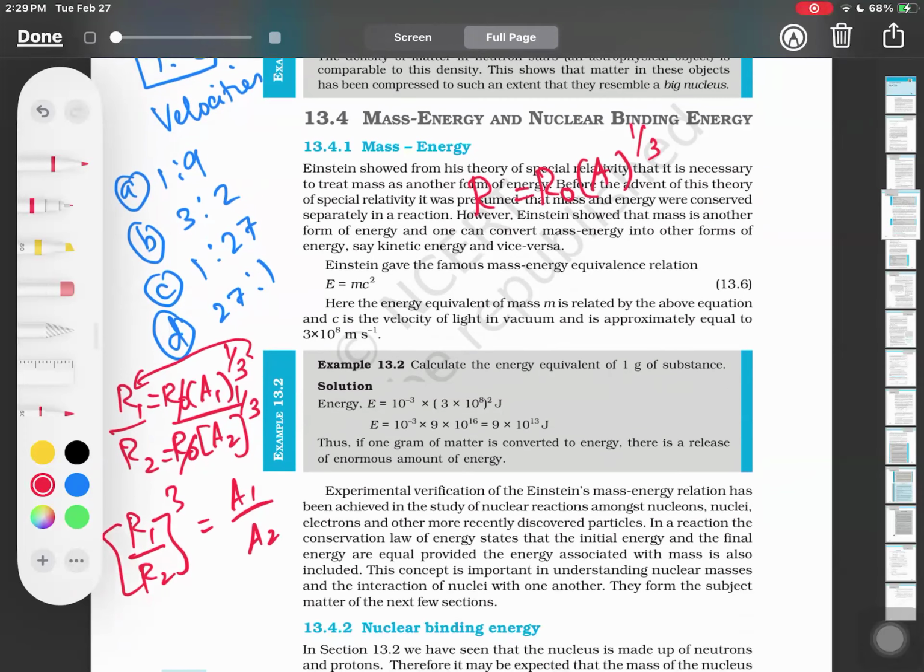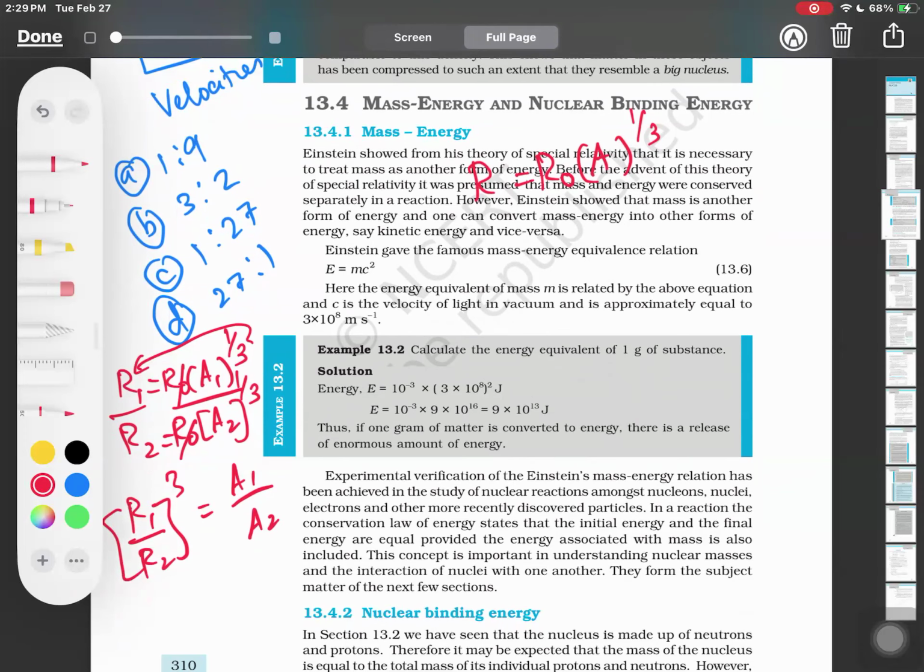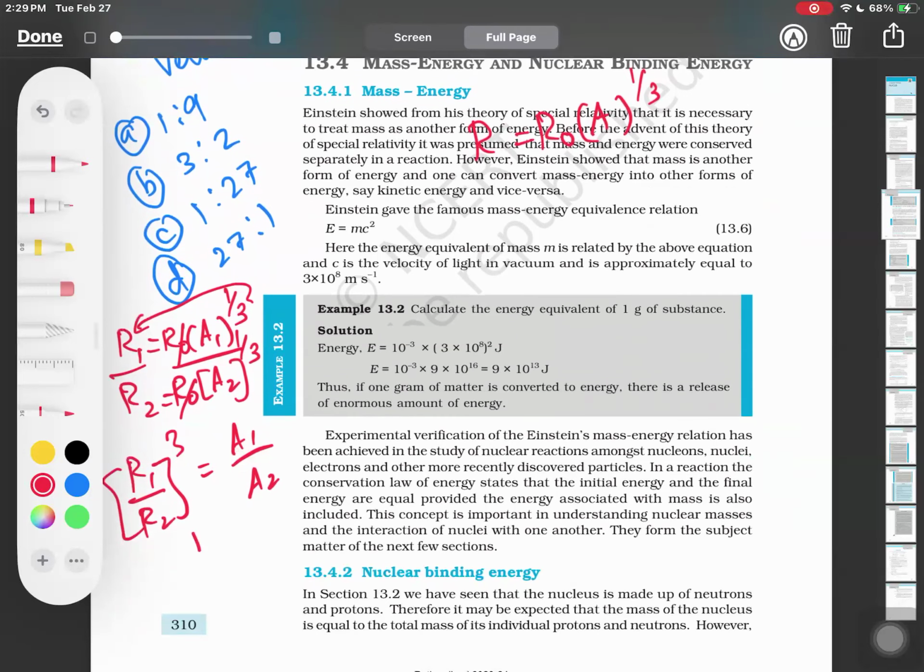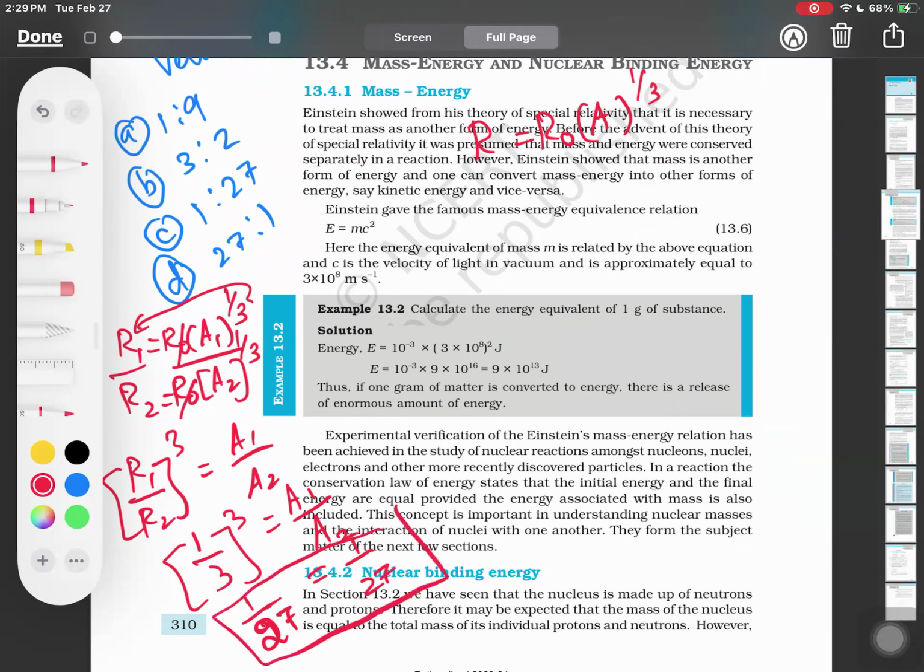Okay. Then, what is the ratio of the radii? The ratio of the radii is 1:3. So 1:3, the whole cube is the mass number ratio, their masses. Sorry, 3 cube is 27. So the ratio of the masses will be 1/27. Okay. Ratio of the masses is 1/27.